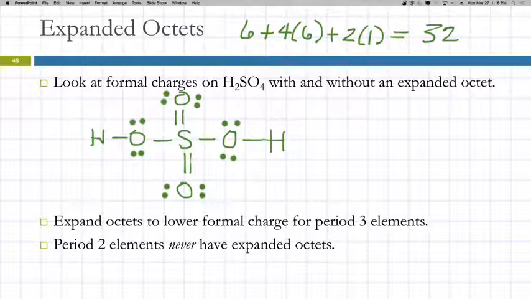So we expand octets to lower the formal charges for period 3 elements. Period 2 elements never, ever have expanded octets. Carbon, nitrogen, oxygen, fluorine, they can't do this. But phosphorus and sulfur can. Any questions?